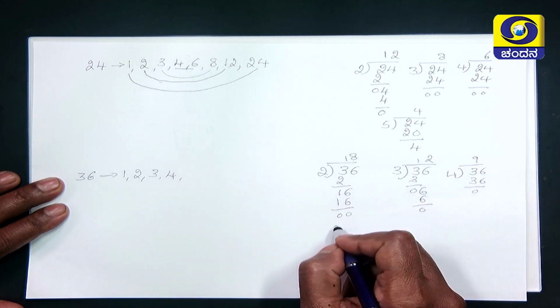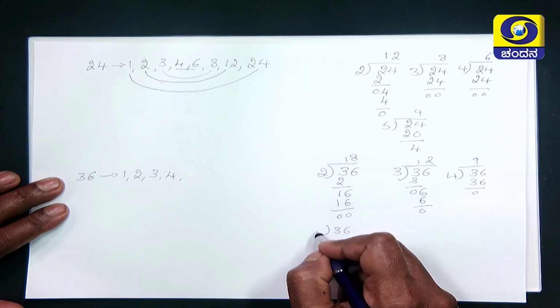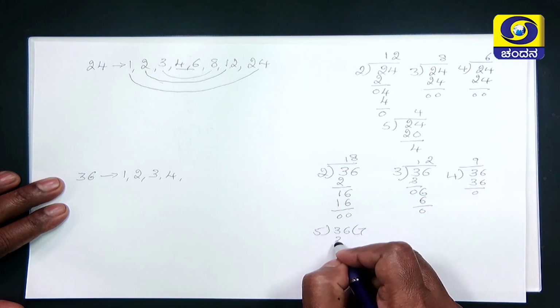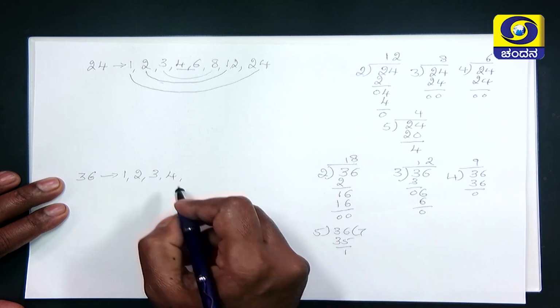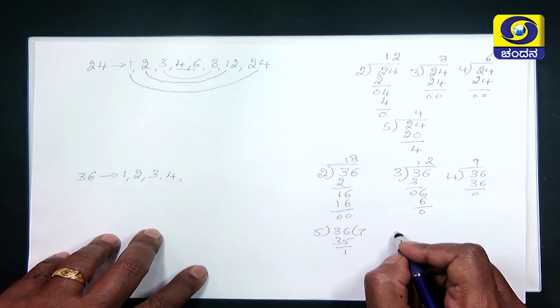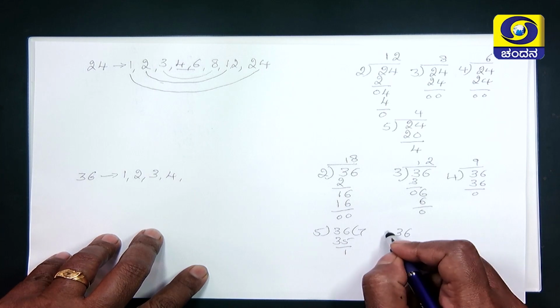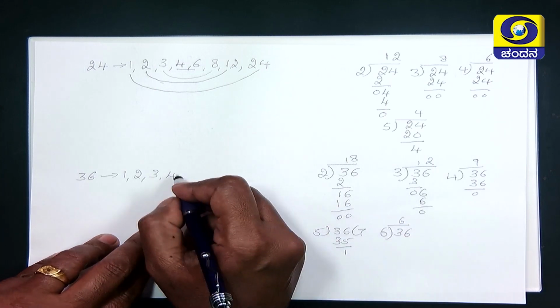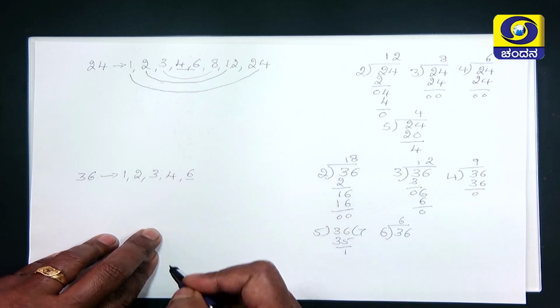Next, take 36, divide by 5, 5 7s are 35, remainder 1, we can't write 5 here. So, 36, 6 6s are 36, we got the center number.